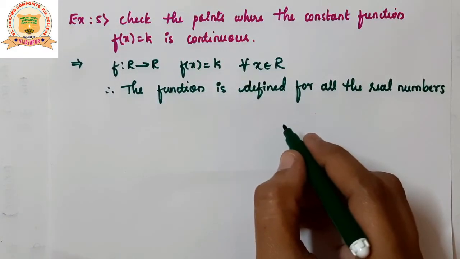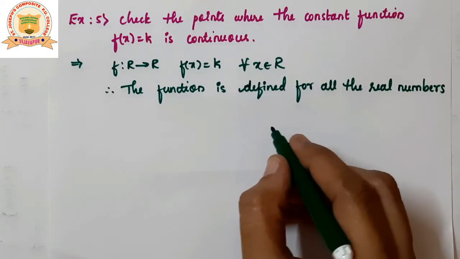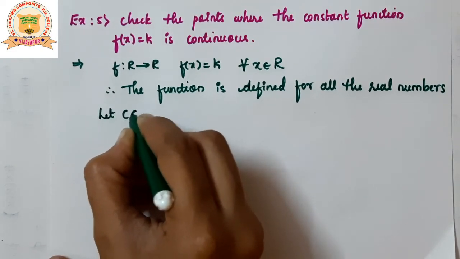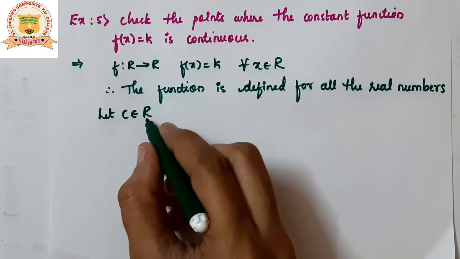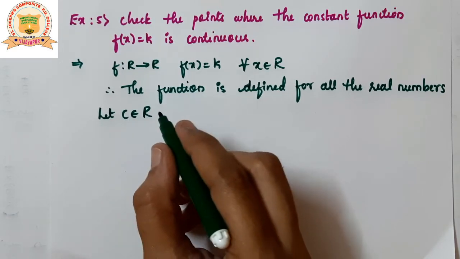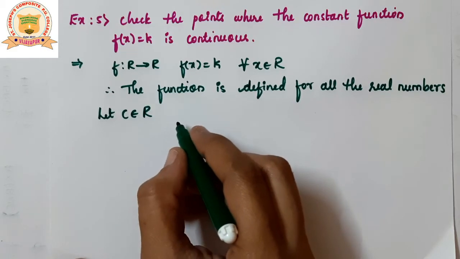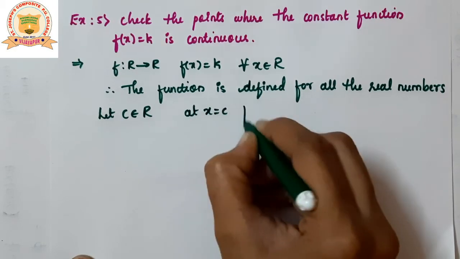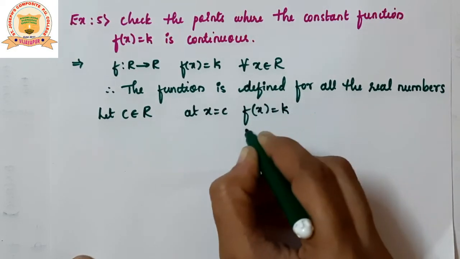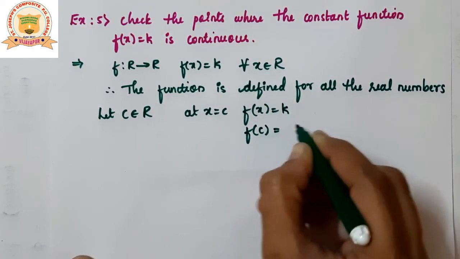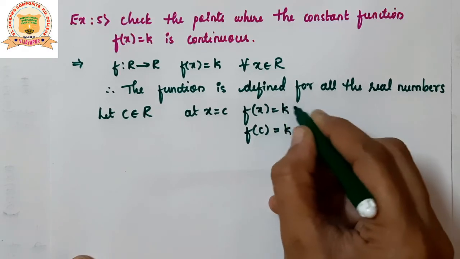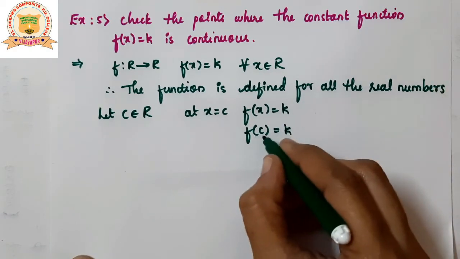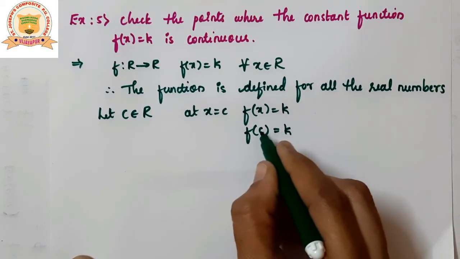Now, we will check whether this function is continuous or not. For that, we have to consider one point in the real number system, that is, let c belong to R. Let c be any real number. At this point, we have to check whether the function is continuous or not. First, we'll find the functional value at x is equal to c. For f of x is equal to k, we have to substitute c in place of x. f of c is always equal to k only, because no x terms are there to substitute the c value. Here k is there, we have to keep it as it is. Therefore, f of c becomes k. Therefore, the functional value at x is equal to c is k.